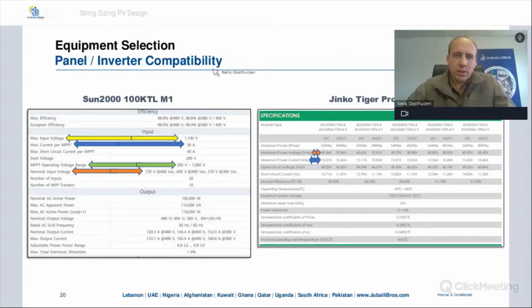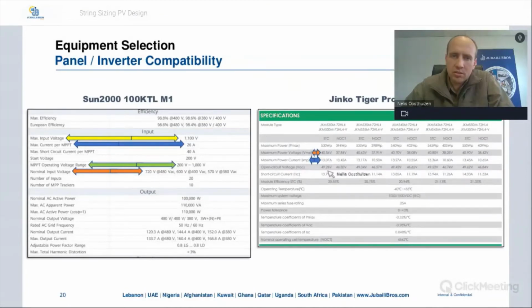So now, if we continue with equipment selection, we're looking at panel and inverter compatibility. On the left is a screenshot of a 100 kTL M1 data sheet. On the right, we've got a Jinko Tiger Pro 550 watt module. This is the comparison that you need to do when choosing both the inverter and the panel, or when you're choosing a panel to match your inverter. Your maximum input voltage is what we've got here in yellow. The driving factor behind that is the number of modules that you can have in a single string. So you would be looking at your open circuit voltage.